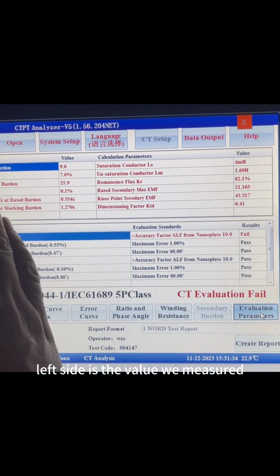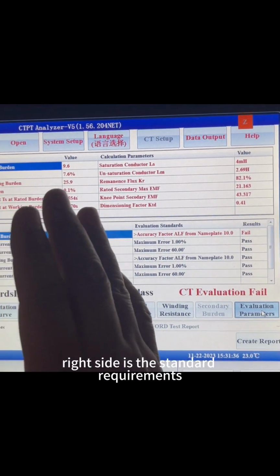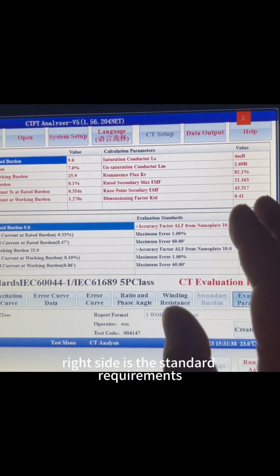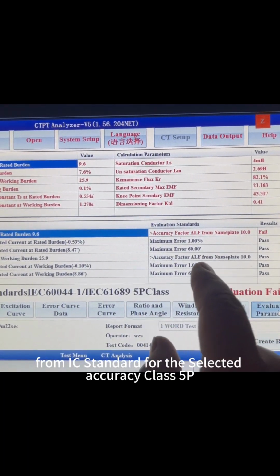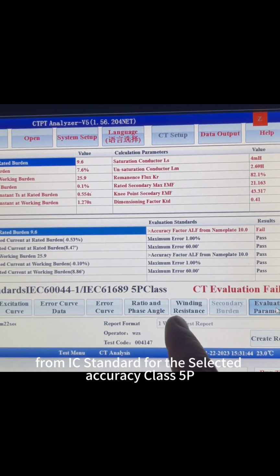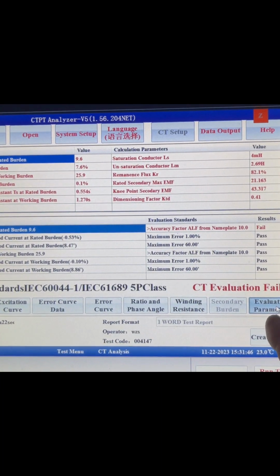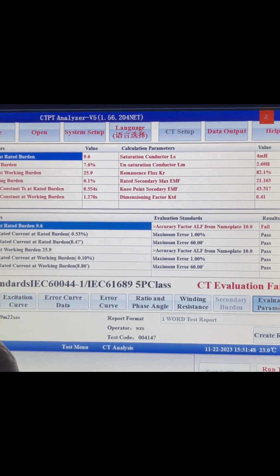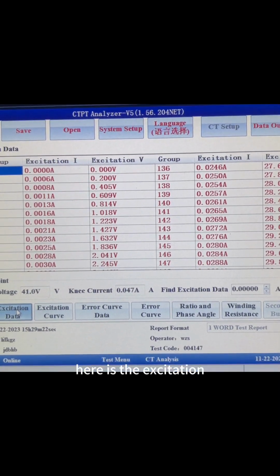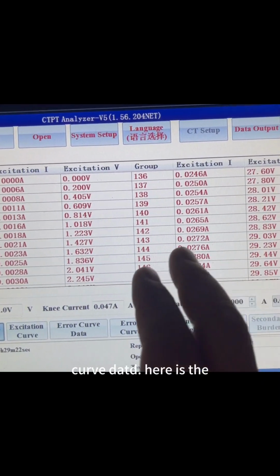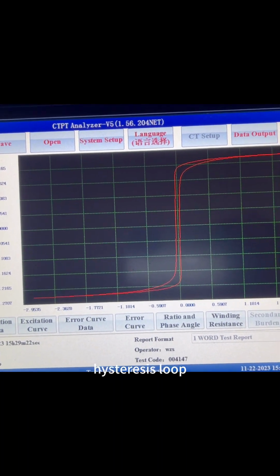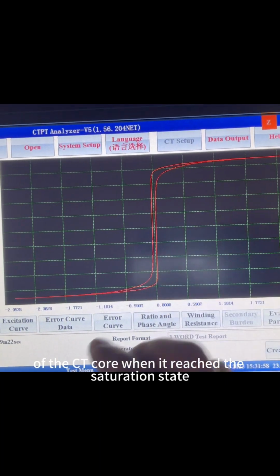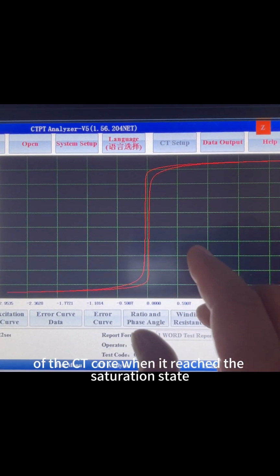Left side is the value we measured. Right side is the standard requirement from the IEC standard for the selected accuracy class 5P protection CT. Here is the excitation curve. Here is the hysteresis loop of the CT core when it reached the saturation state.